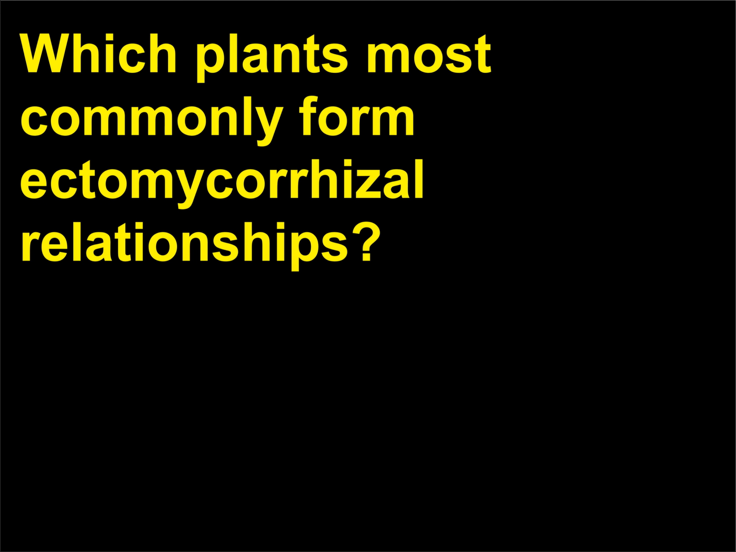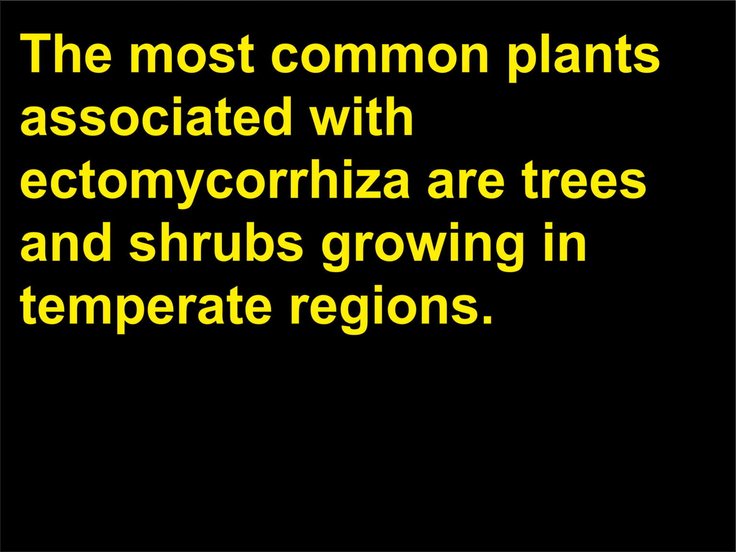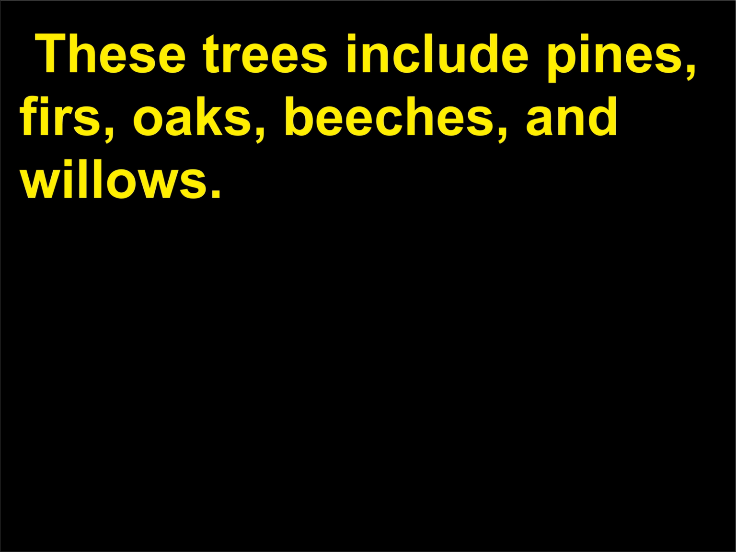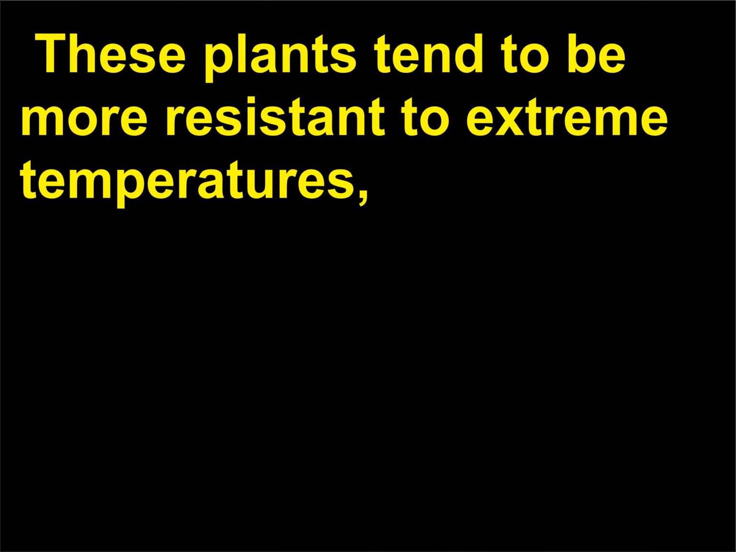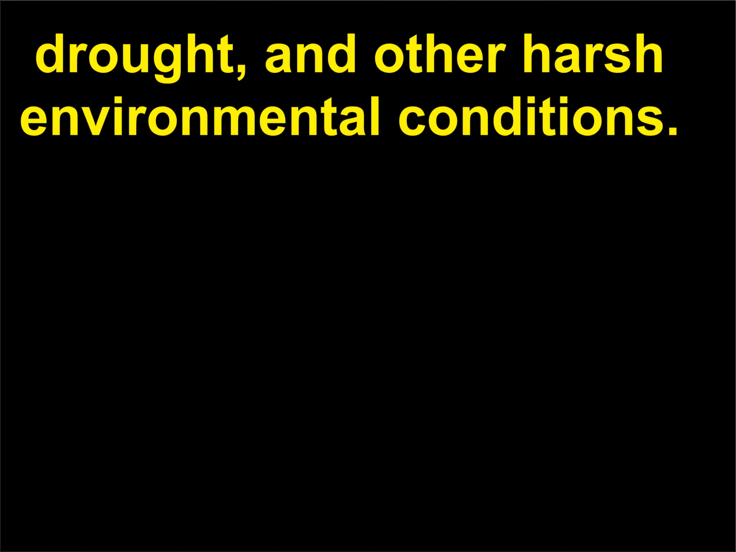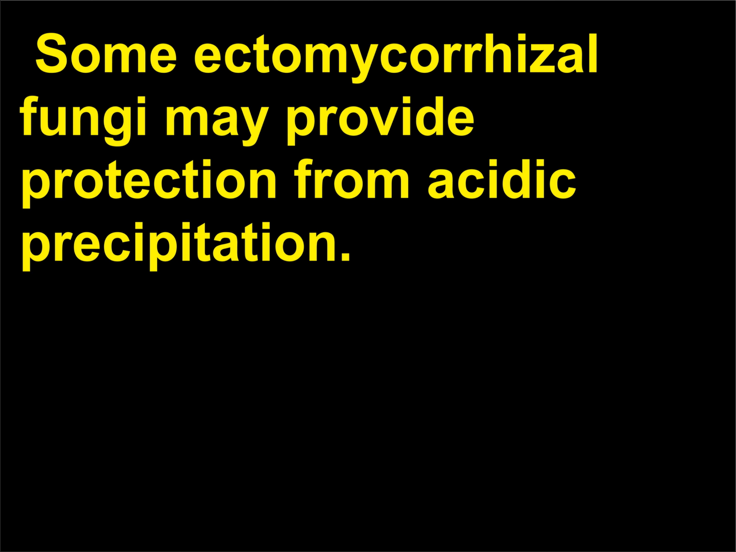Which plants most commonly form ectomycorrhizal relationships? The most common plants associated with ectomycorrhiza are trees and shrubs growing in temperate regions. These trees include pines, firs, oaks, beeches, and willows. These plants tend to be more resistant to extreme temperatures, drought, and other harsh environmental conditions. Some ectomycorrhizal fungi may provide protection from acidic precipitation.